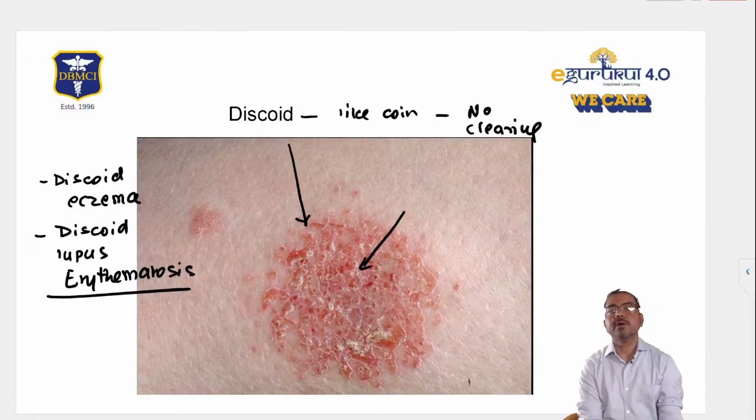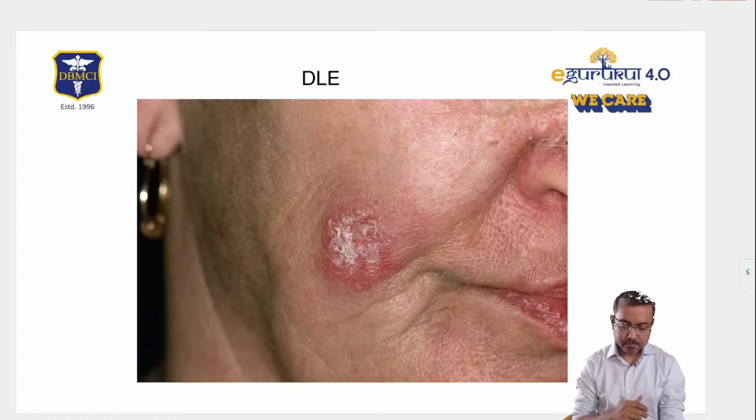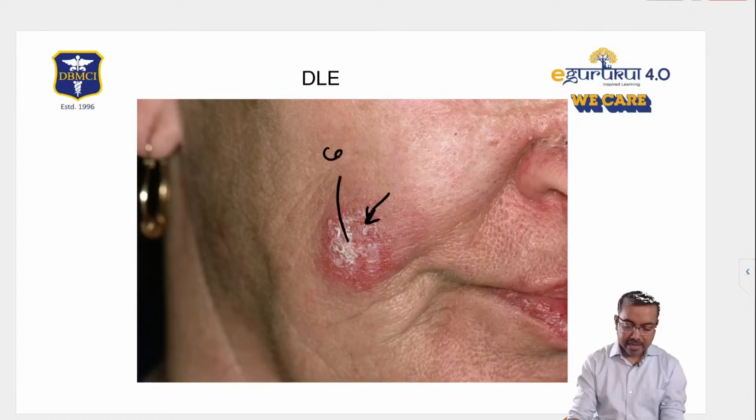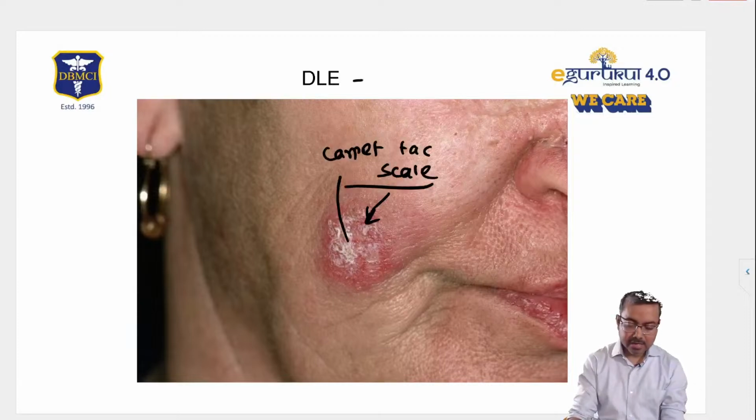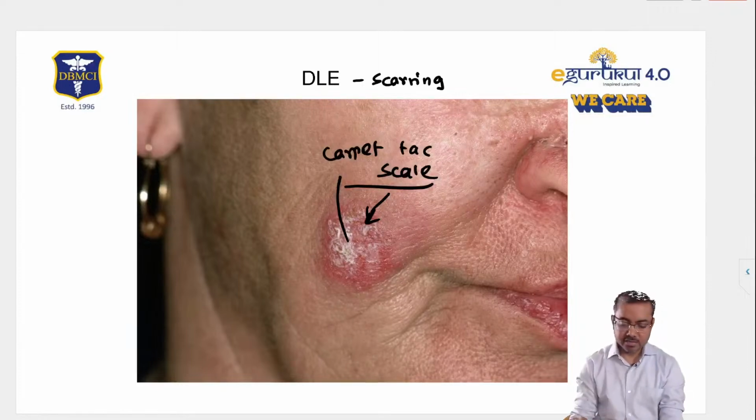DLE and discoid eczema. Both are discoid lesions, no clearing in the center. Can you see the DLE lesion? No clearing in the center. The scale has been called carpet tack scale, and we already know it creates scarring alopecia. It's a sun-induced autoimmune disease.